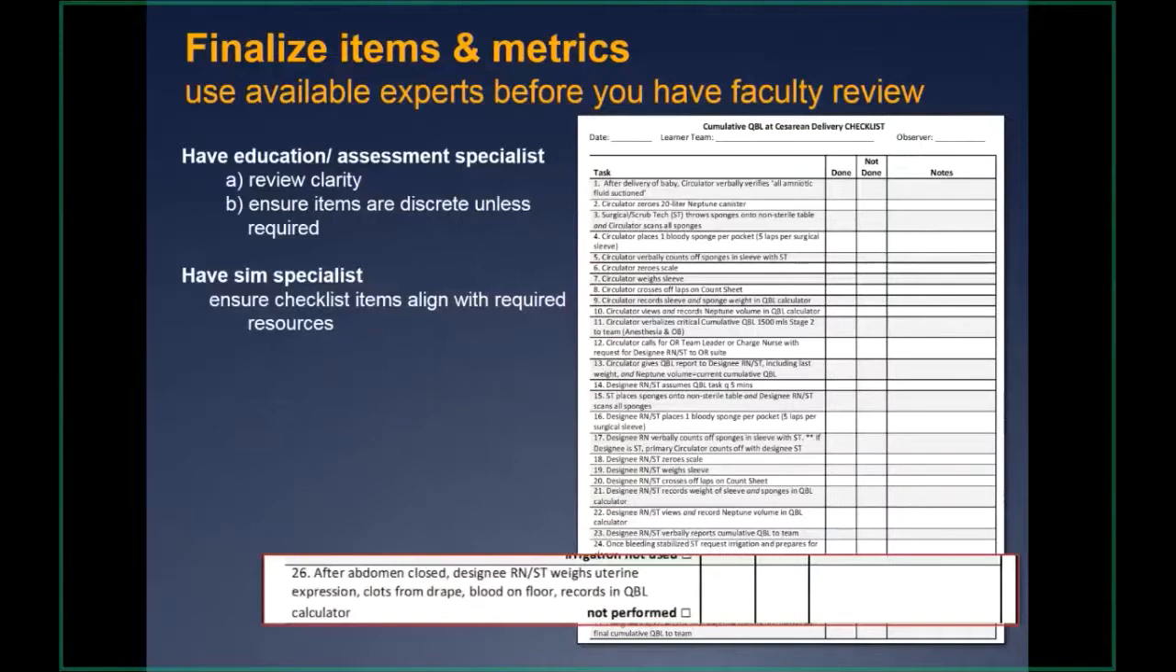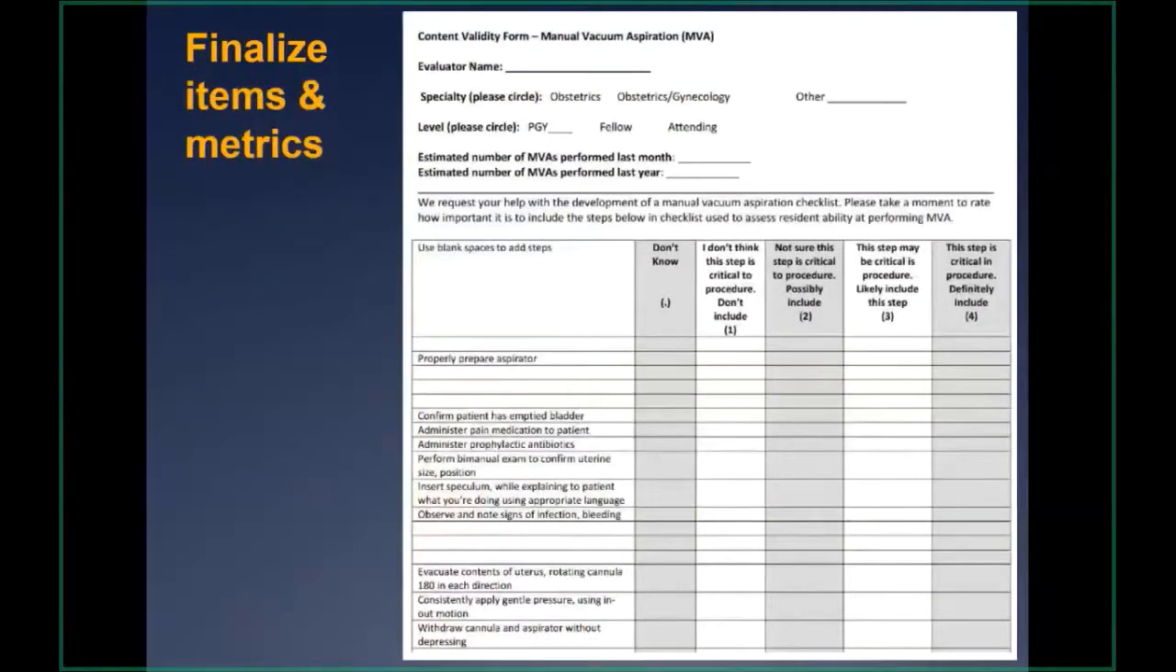Sometimes we have to let items go because a simulator cannot adequately represent the process flow. Sometimes you have to replace it with a think aloud, and that's done as well. Now that we have all our items, you're going to do one more step.